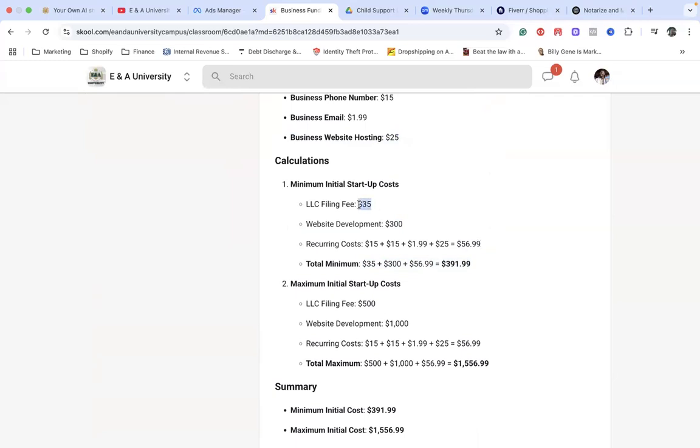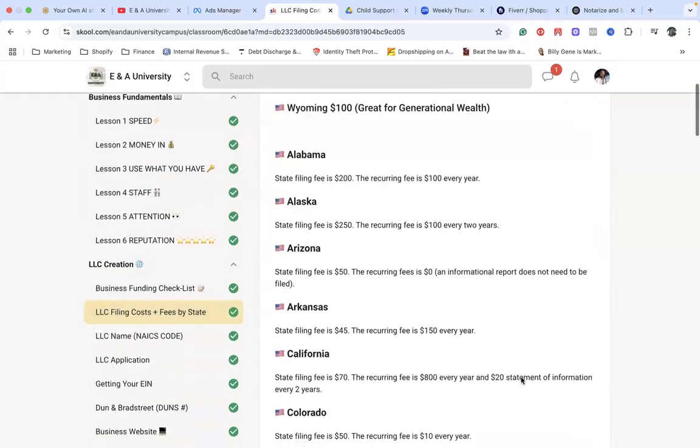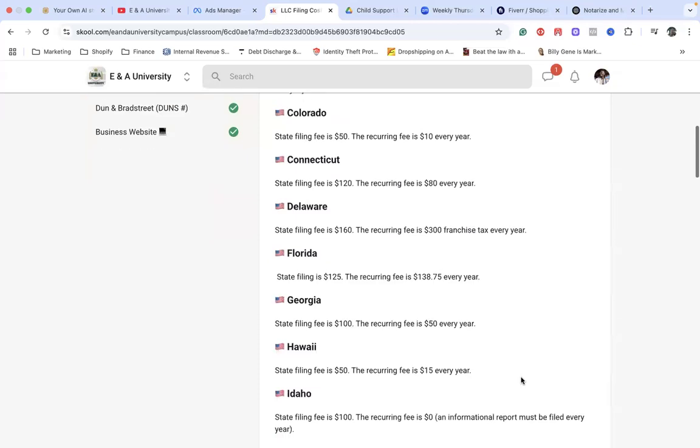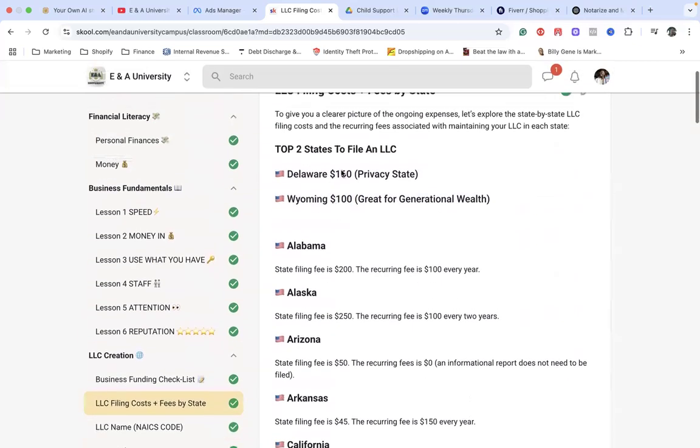And depending on what state, right? I have this state checklist here that shows pretty much what it costs to file in each state. While I recommend that you pick a state like Delaware or Wyoming, for the simple fact that they have really good tax benefits. Delaware is really good with privacy and protecting LLC information. So they have really, really good perks, and they're fairly affordable to start.